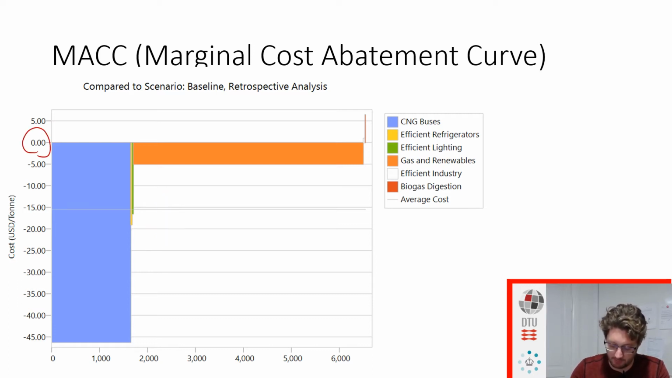So in this case, we can see the cost going upwards. What is the cost of the policy? And of course, since we are under 0, it's a benefit, minus cost. So cost goes upwards on the y-axis, and then the wideness of the individual box, or the individual policy, is its abatement potential.